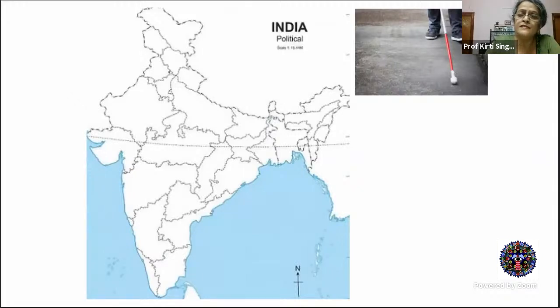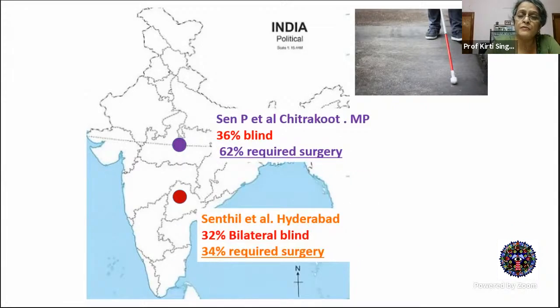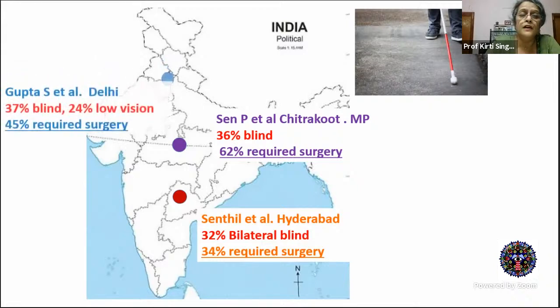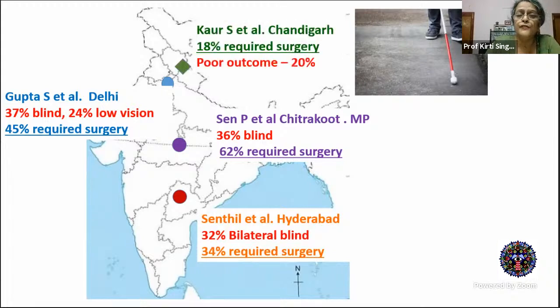How much blindness does it cause? 32% bilateral blind in the study by Senthil et al., with 34% requiring surgery, which means they had severe glaucoma. 36% blind in the Chitrakoot study by Sen et al., with 62% requiring surgery. 37% blind in the Shikhar study from RPC, with 24% low vision. And mind you, this is permanent irreversible blindness. 45% requiring surgery in the PGI study by Dr. Savleen, 18% requiring surgery, poor outcome in 20%.